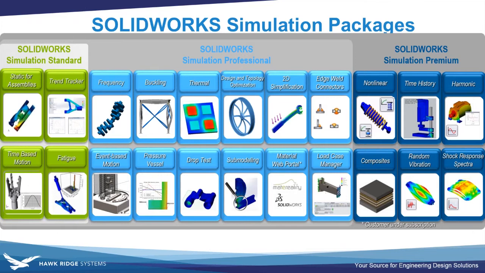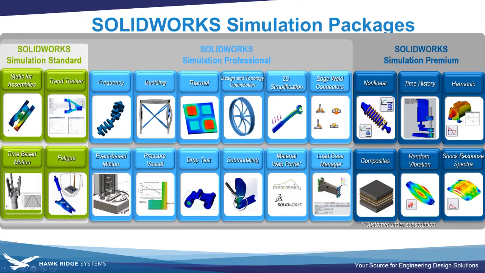So I always like showing this slide here because there are different versions of this simulation product for the structural side. I like showing the breakdown here. So the structural tools come in 3 different flavors. The FEA tools come in 3 different versions: Simulation Standard, Professional, and Premium. As we increase the level, you get more capabilities.